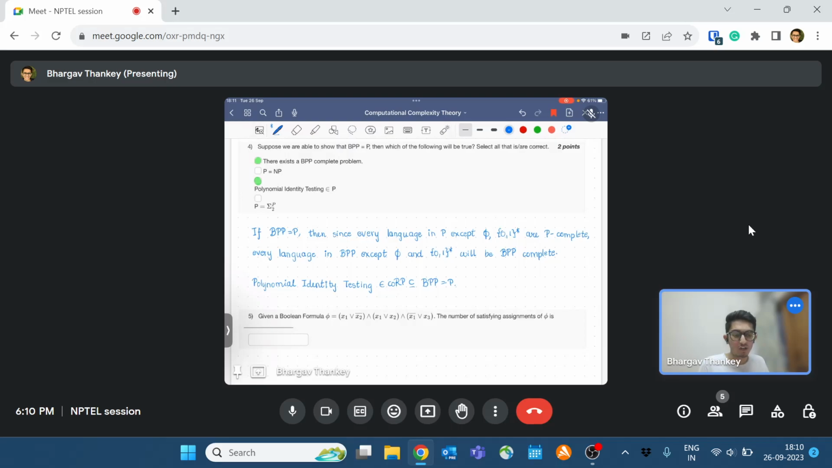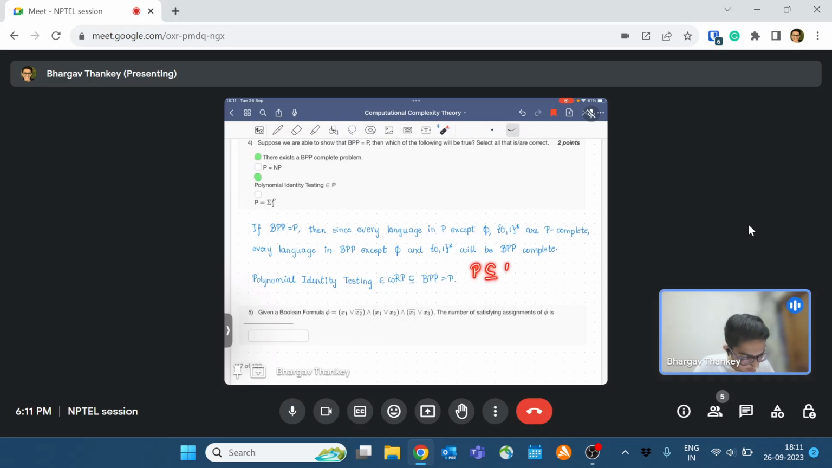Now about BPP equals P: they are sets, so they would be equal if both are contained in each other. We already know P is contained in BPP. If we also knew the reverse, then they would be equal. But can it ever happen that a probabilistic Turing machine becomes equal to a deterministic Turing machine? Okay, that's a good question.